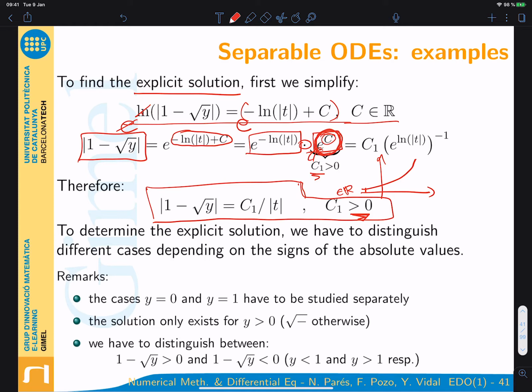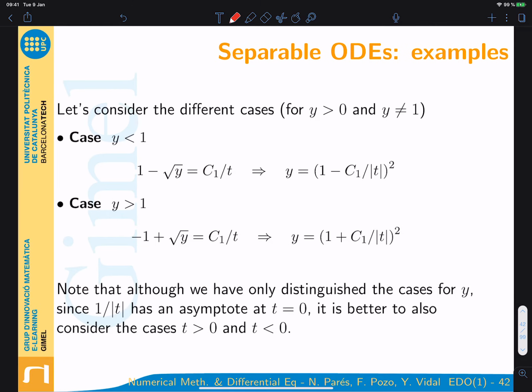At the end, we arrive at this expression where we simplified the implicit solution expression, but still it is not the explicit solution because y(t) is not isolated. In order to do that, we need to study the different cases depending on the signs of the absolute values that appear here. Remember that the cases y equals 0 and y equals 1 have to be studied separately, and we will see the different cases now.